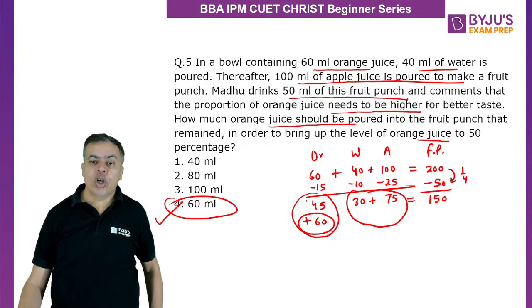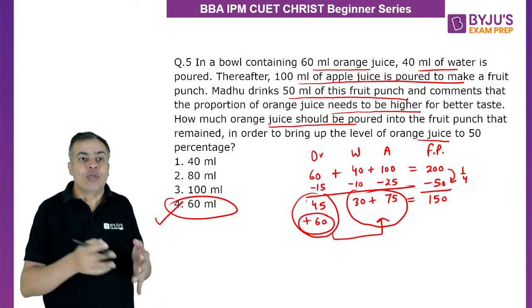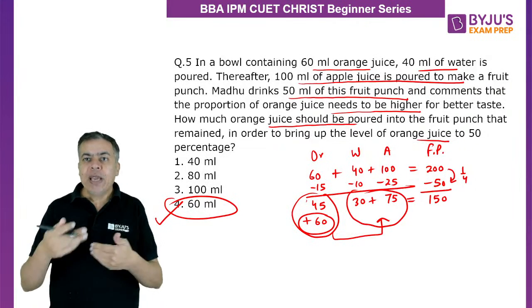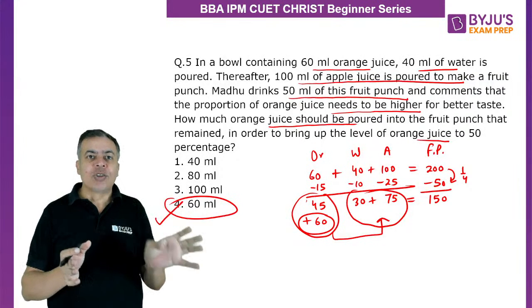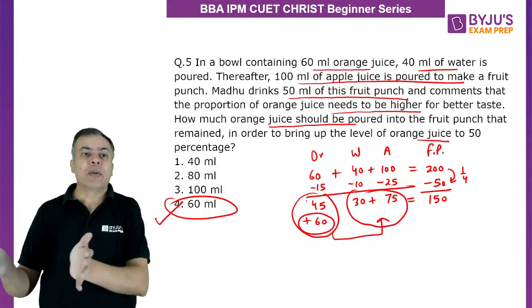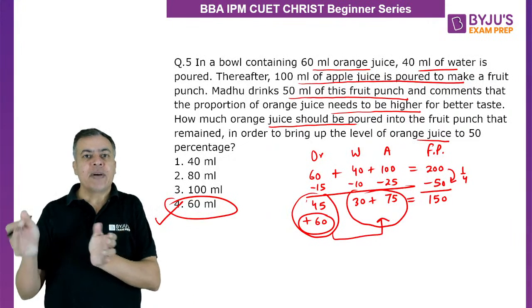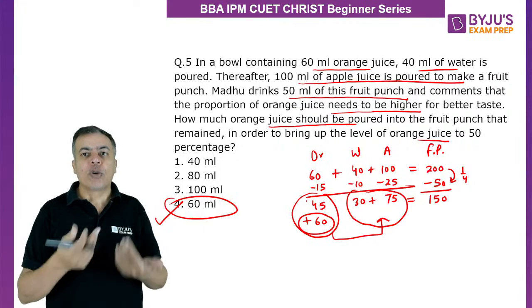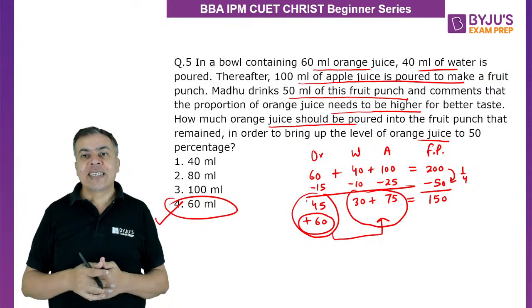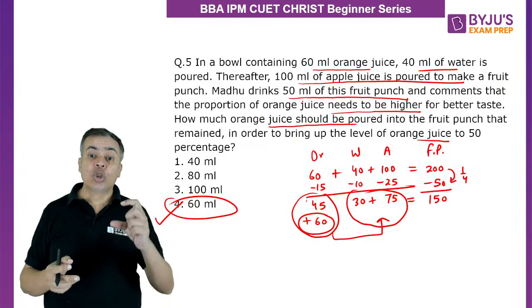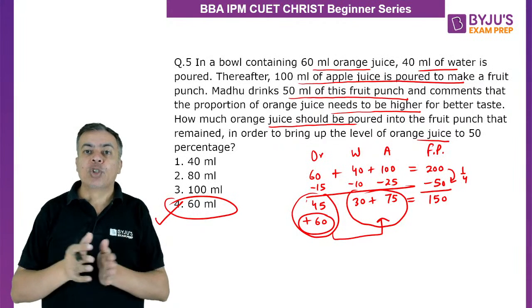When your orange juice becomes equal to water plus apple juice, then orange will be 50%. 50% means half of the total, so half of the total is orange juice, and the remaining half should be water plus apple. You are adding only orange juice, so water plus apple is fixed. 30 plus 75 is 105, so orange juice should also become 105. 45 is already there, so you should add 60 ml of orange juice so that orange juice becomes 105 and water plus apple is 105. So it becomes 50-50.